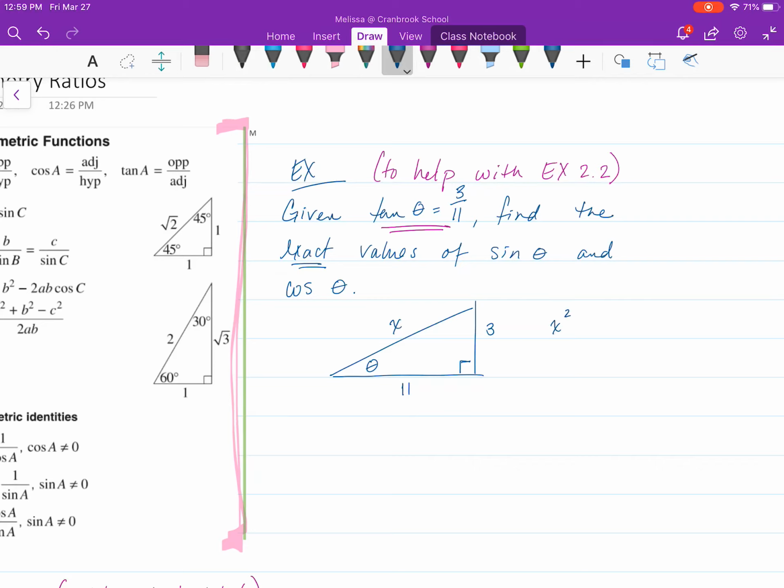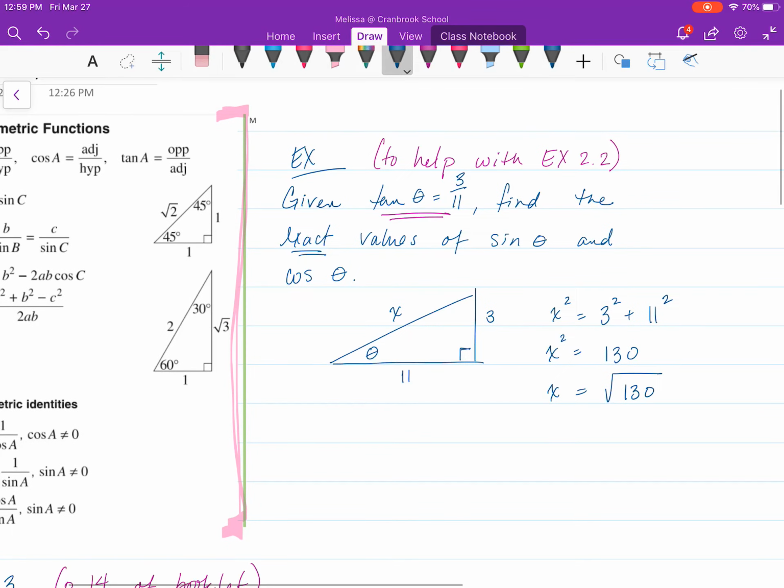So x squared equals 3 squared plus 11 squared. So x squared equals 9 plus 121, which is 130. And then x is the square root of 130. Now I'm pretty sure that that's in simplest radical form. If it wasn't in simplest radical form, you'd need to put it in simplest surd form. And that's what they mean by exact values. You don't actually need to calculate the decimal equivalent of the square root of 130.